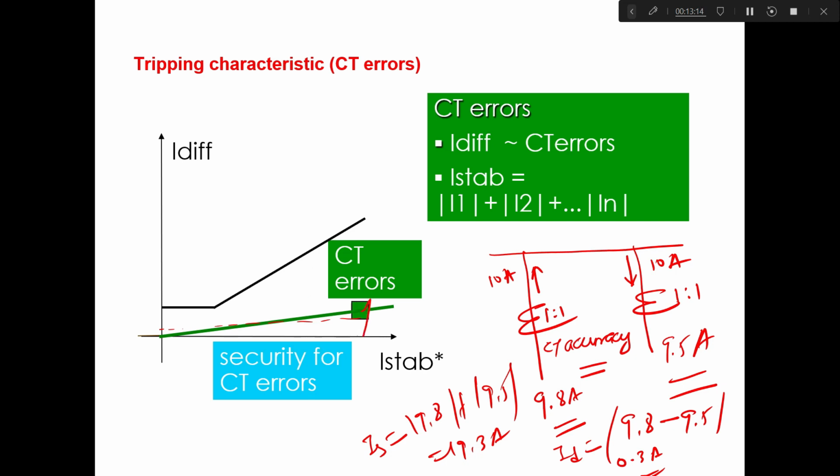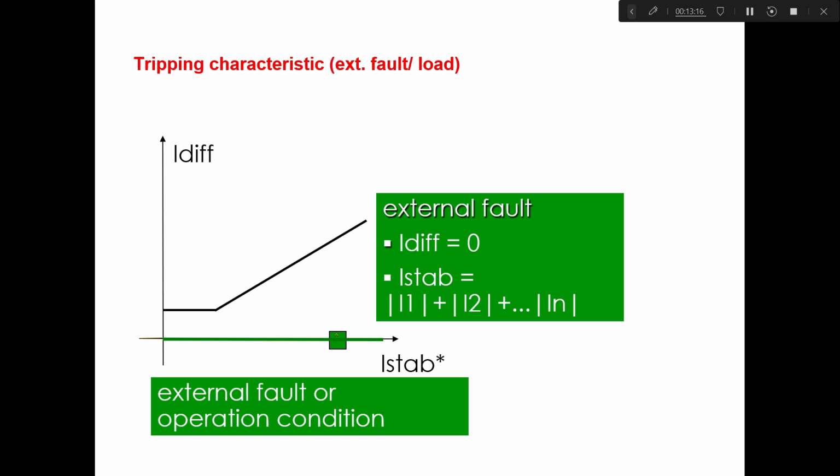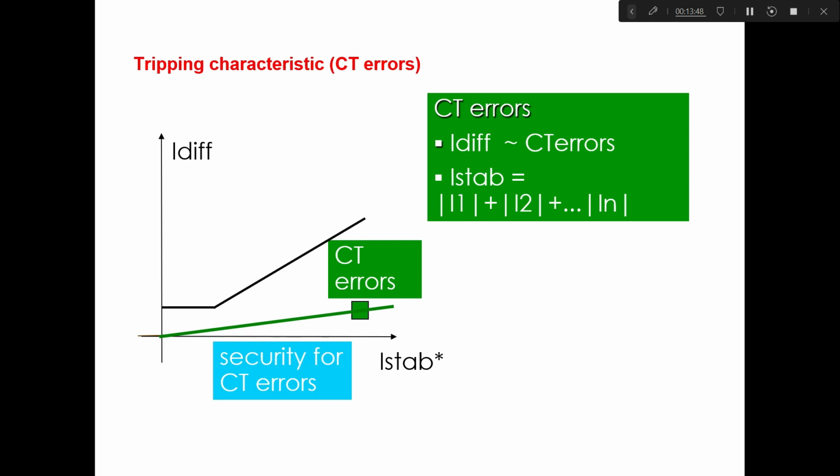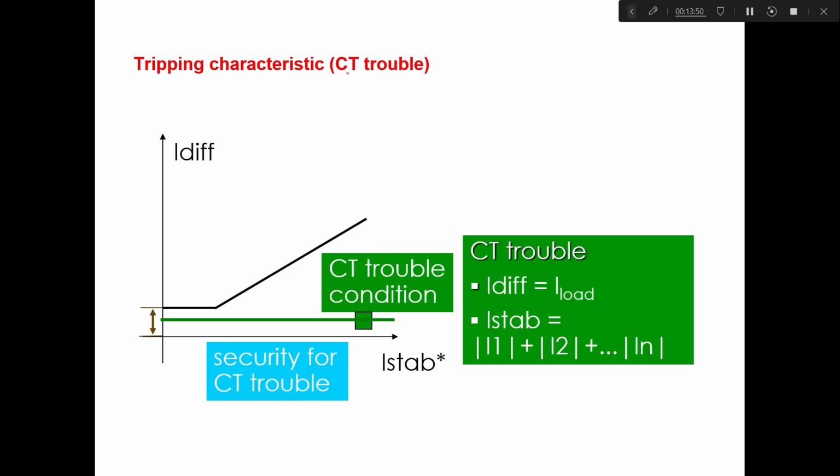But now if you compare with the first case, your differential current is not on the x-axis, because the differential current magnitude is not exactly 0, but it will be having a magnitude corresponding to the amount of CT error, and your characteristic will shift in the xy plane, and your relay should not issue the trip command in this case. That's why you must use some differential pickup current, and your slope must be higher than this to avoid any undesired tripping. Now the second case, which is CT trouble.